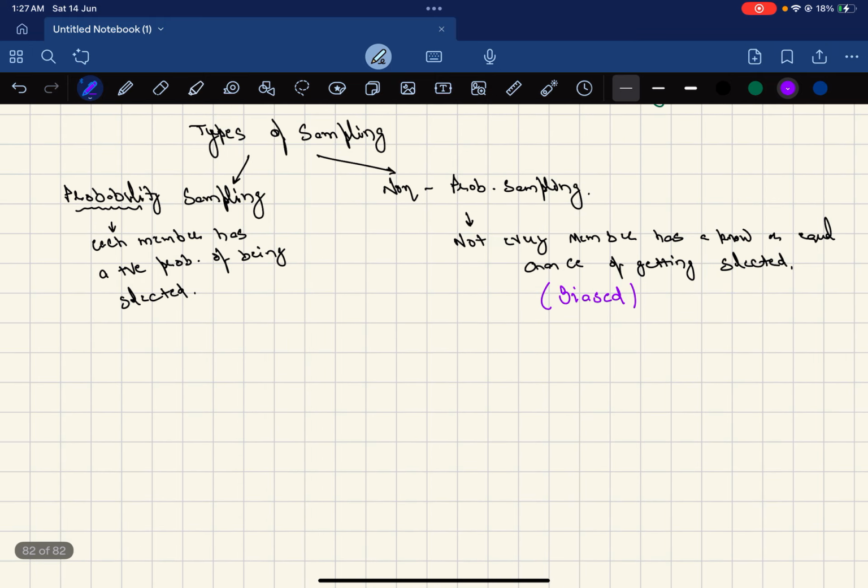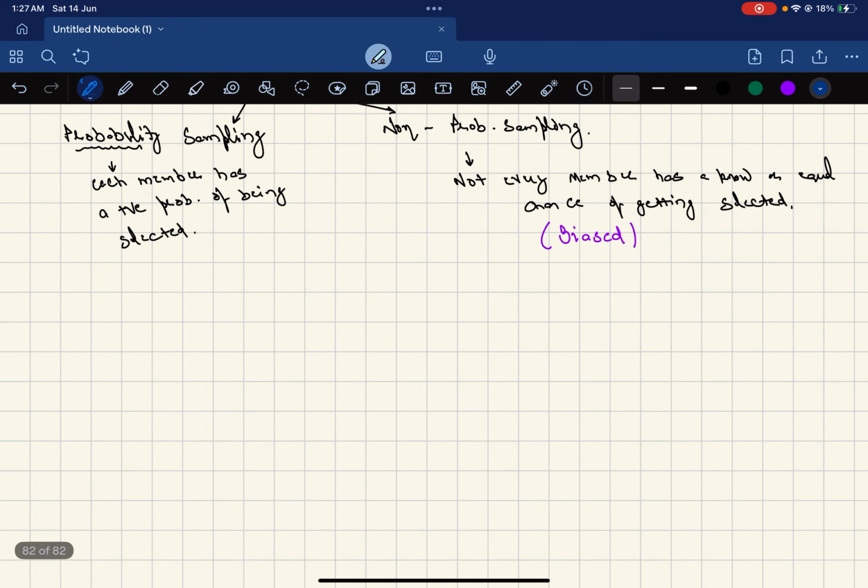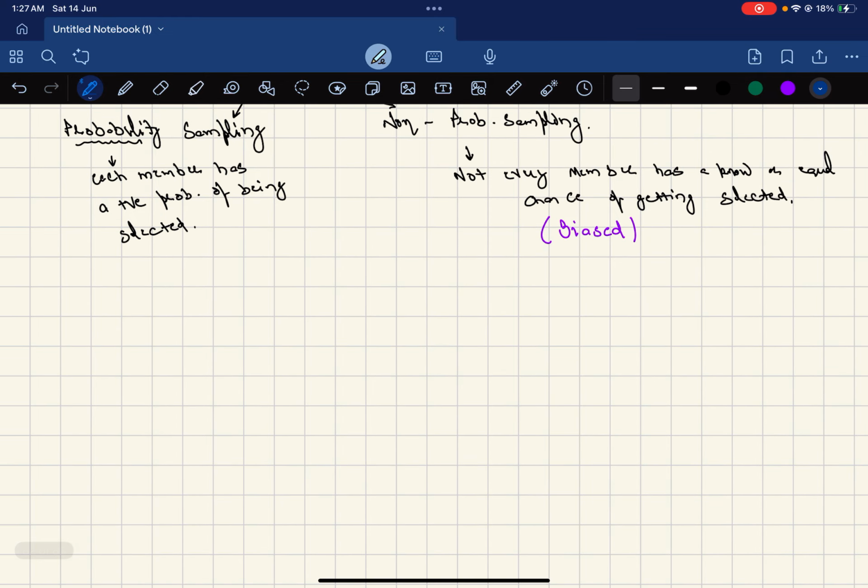So now one by one we'll be looking at different methods of probability sampling, and then we'll be looking at different methods for non-probability sampling. The first probability sampling method is simple random sampling, which is perhaps the most common sampling process. So in simple random sampling, what we essentially do is each member in the population has an equal chance of getting selected.